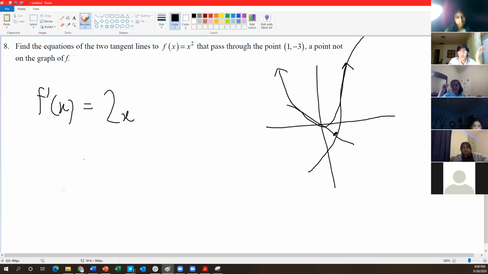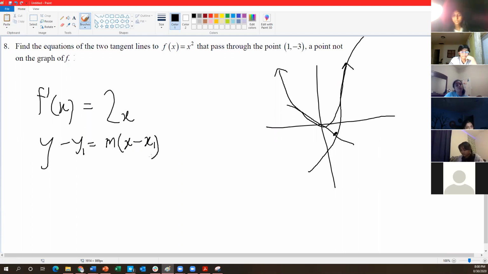Oh, so now we just use point slope form. Whenever you're trying to find tangent lines you use point slope form. Point slope form is y minus y1 equals m times x minus x1, right? So our x1 and y1 are given. We need our line to pass through these points. So y plus 3 equals m times x minus 1. So that's the equation of the tangent line. But we need to figure out what m is.